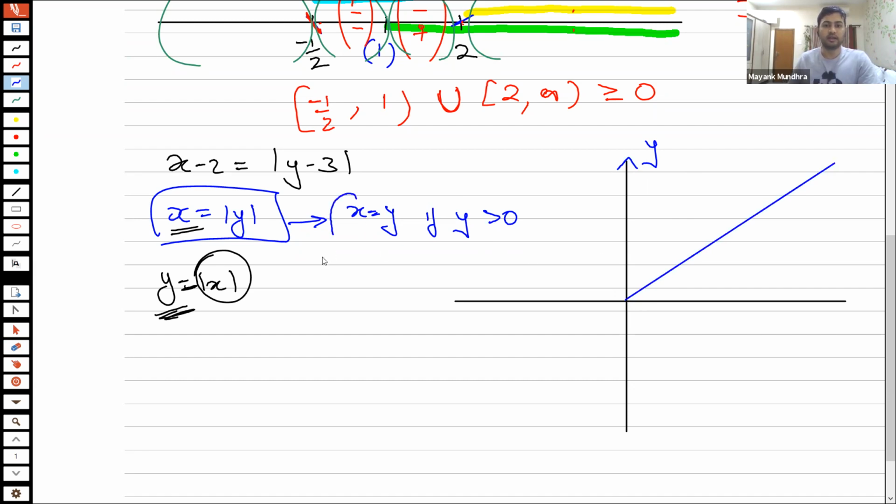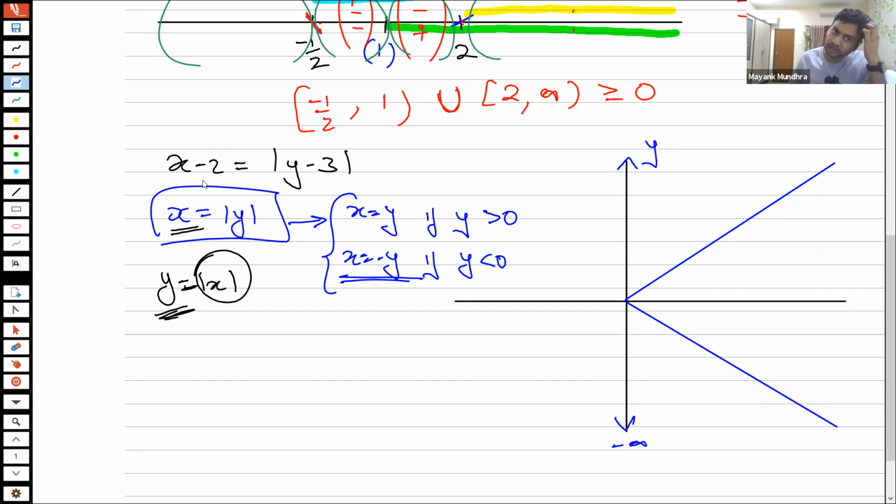And x equals minus y if y is negative. So this is the negative y territory. In the negative y territory, the line will be y equals minus x. So the y equals minus x line looks like this. So this is going to be the x equals mod y thing.